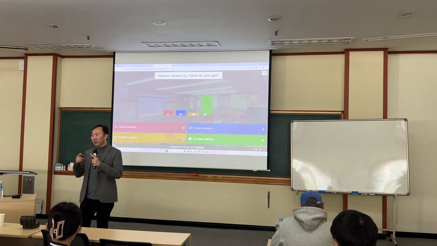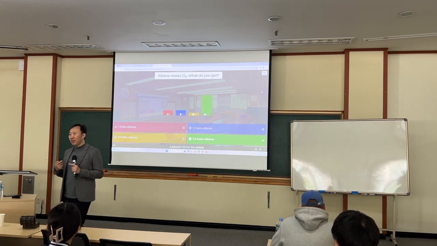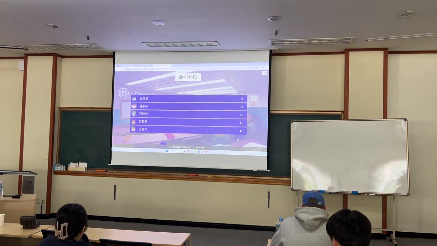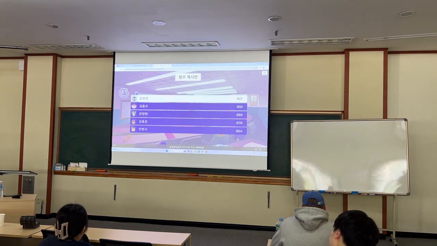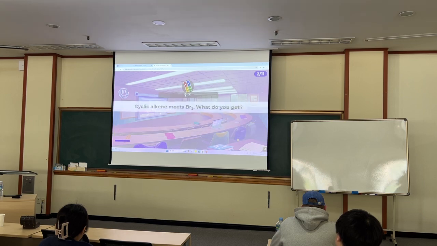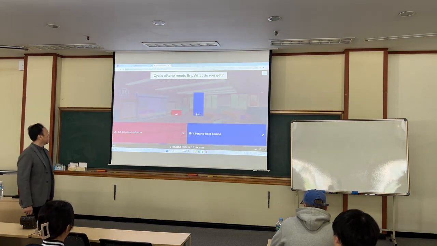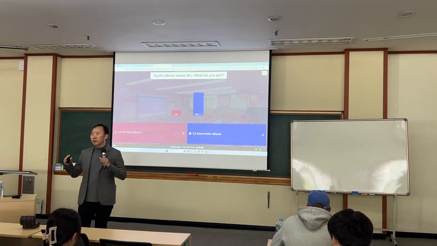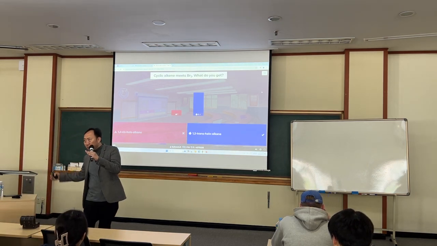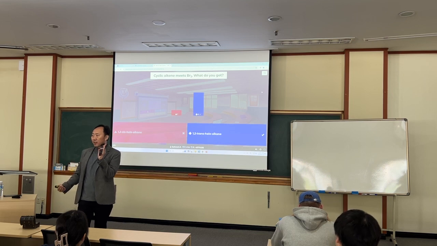It forms an intermediate and then is attacked by another X minus. It forms an intermediate, attack from behind. That's why it's a trans.